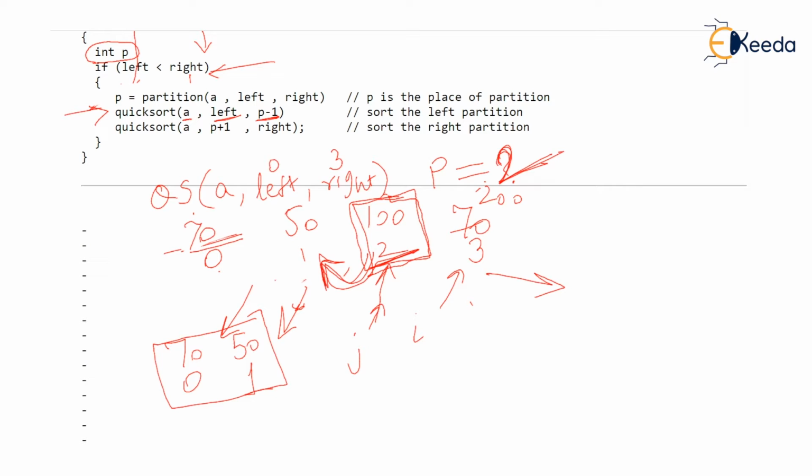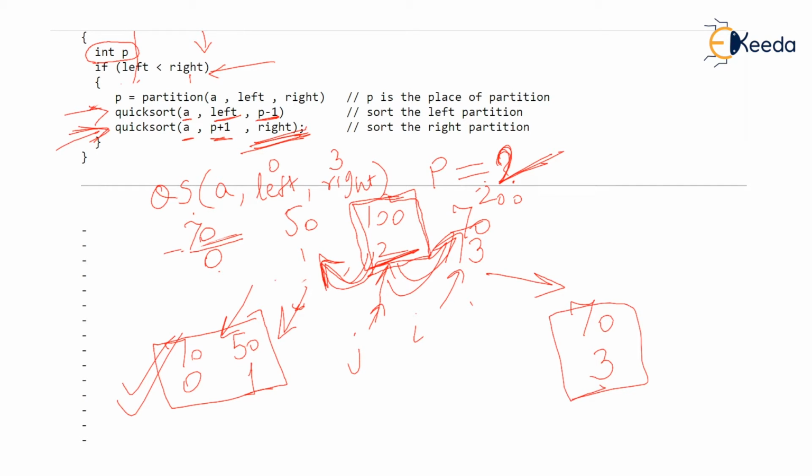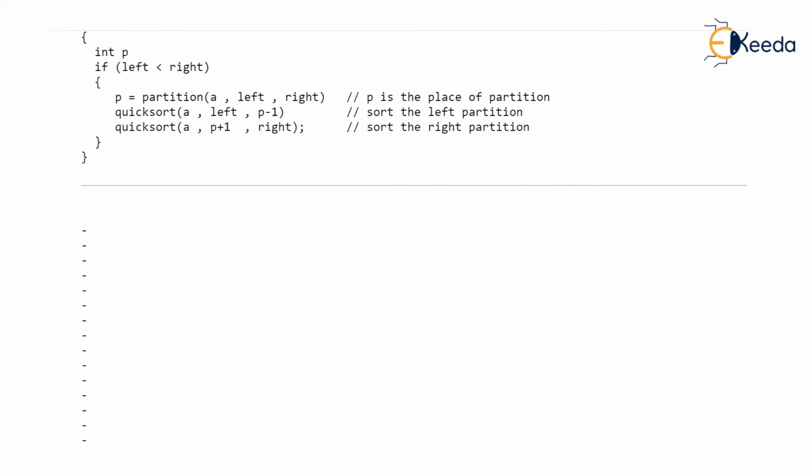Isn't it so? And what's the next call here? The next call which I am marking. After we have covered this up, now quicksort will be called with p plus 1 comma right. Now observe, p plus 1 is 2 plus 1, which is 3. Right is nothing but 3. So we are dealing with 3 to 3 here in the right partition. Isn't it so? So there are three lines coming back to the quicksort.